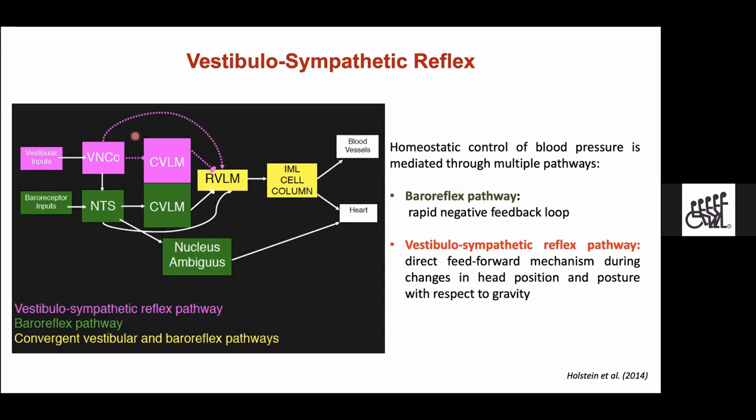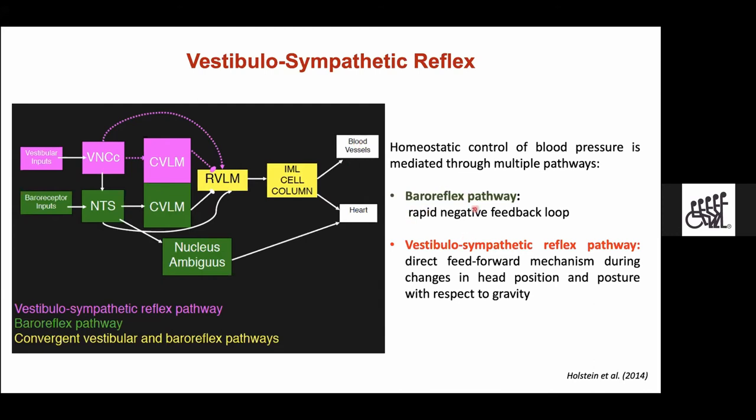And she has shown that through the vestibular system, we have significant excitatory and inhibitory pathways that go through CVLM into RVLM. This is a center where baroreceptor input also comes in, and these two systems tend to come together to eventually impart a control on blood pressure as well as heart rate.